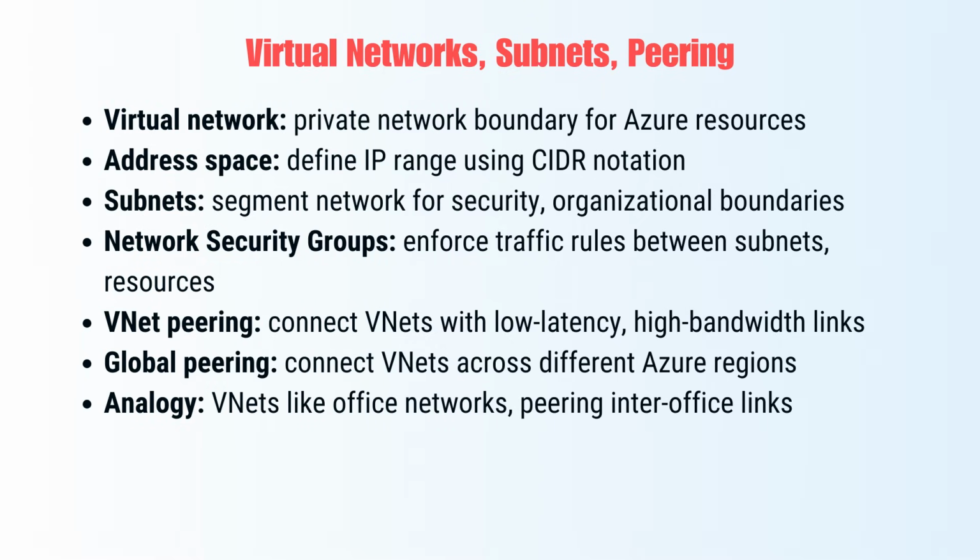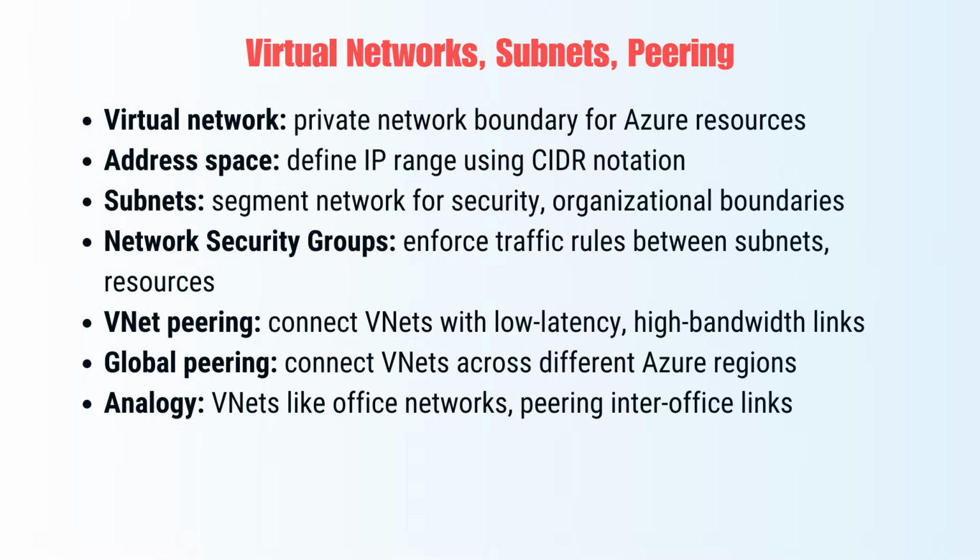On this slide, we'll cover virtual networks, VNets, subnets, and VNet peering, which form the basis of networking in Azure. A virtual network is your private network space in Azure. It's similar to a network in your on-premises data center, but defined in software. When you create a VNet, you specify an address space using CIDR notation. For example, 10.0.0.0/16.